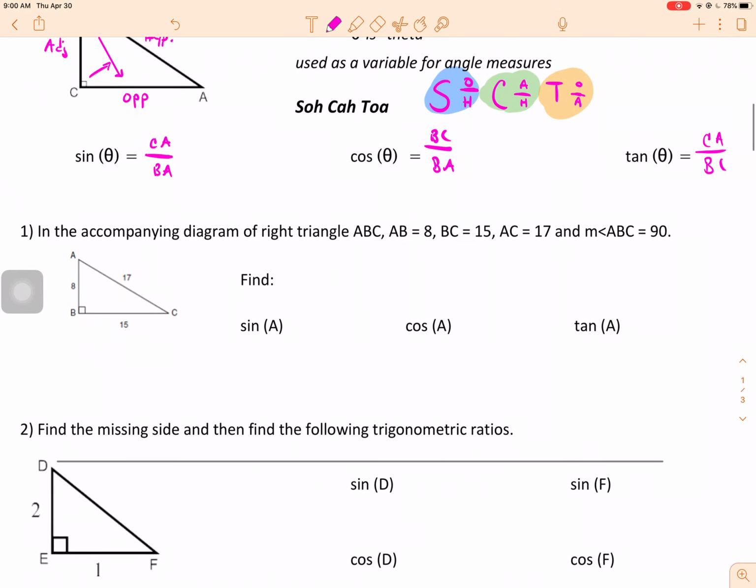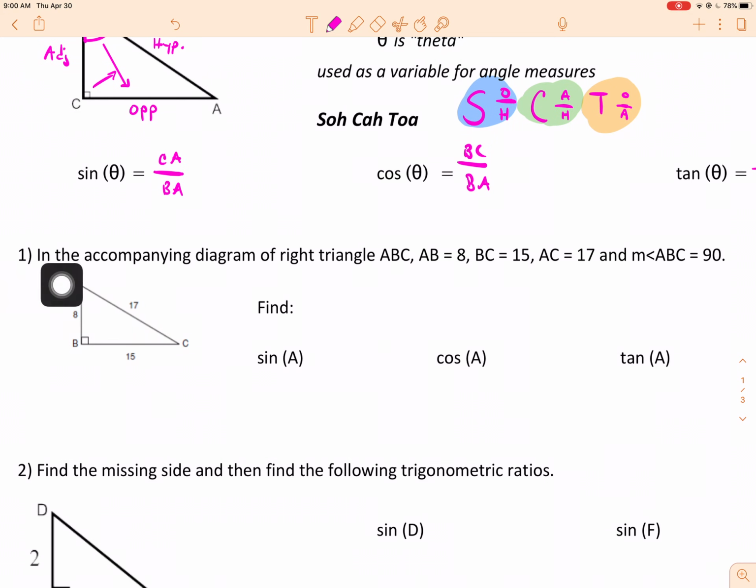Okay, I'm going to leave SOHCAHTOA on the screen up there, and it says, in the accompanying diagram, they label the sides and they tell you that angle B is a right angle. Find the sine of angle A. So what I like to do is make a little angle mark in the angle they're talking about. So now we can label everything. 17 is the hypotenuse because it's the longest side opposite the right angle. 15 is opposite the angle A, which we can call theta if you want. And then 8 is adjacent. So here we go. Sine opposite over hypotenuse, cosine adjacent over hypotenuse, tan opposite over adjacent. So there you go.